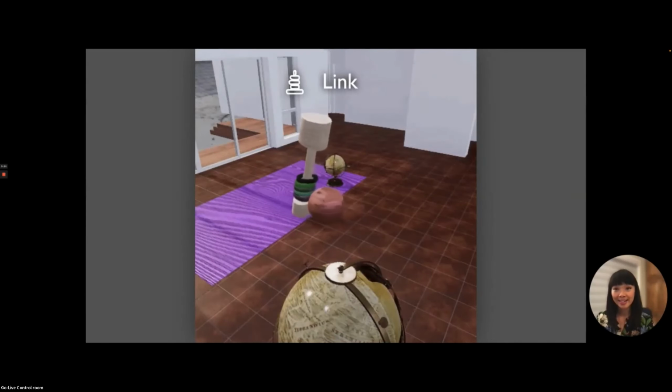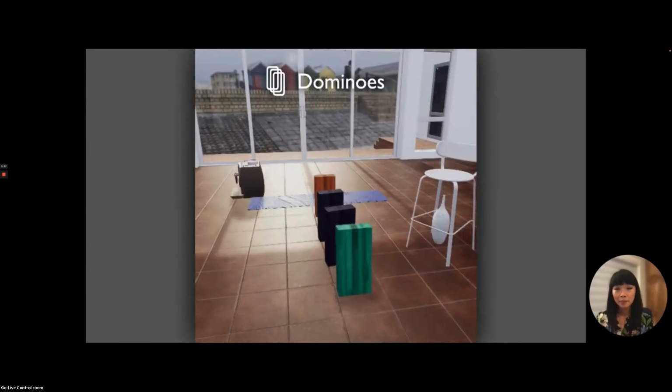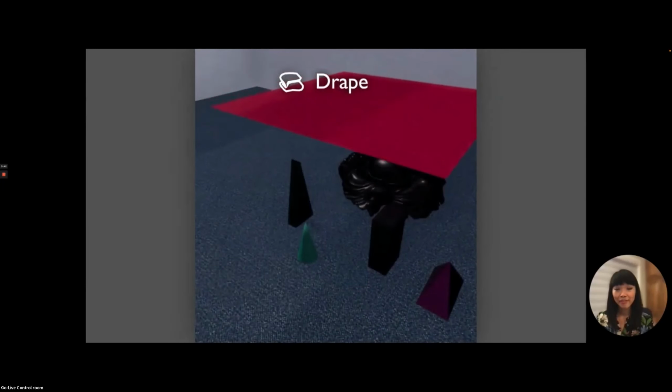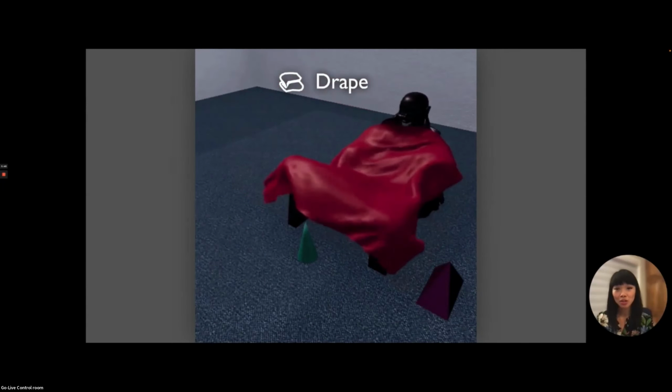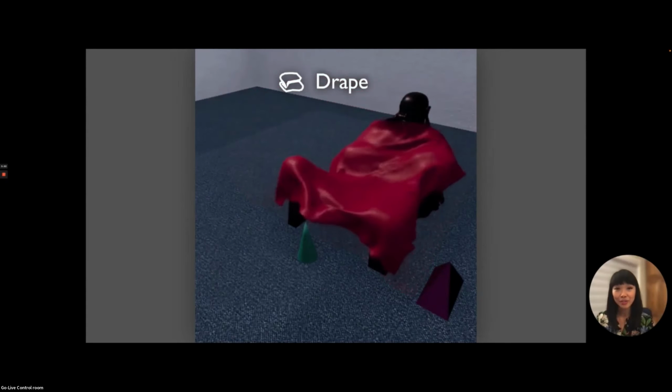Then there's link, in which an object's motion is weakly or strongly constrained by attachment to other objects. Roll emphasizes the difference between rolling and sliding as a function of object shape. And dominoes measures understanding of spatial relations, momentum, and sequences of multiple collisions. And finally, drape includes cloth-like objects interacting with rigid ones under the effects of gravity.